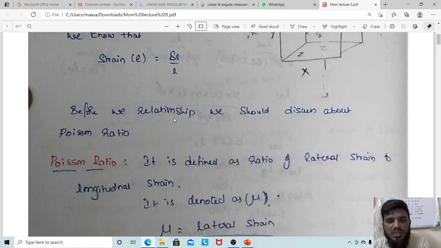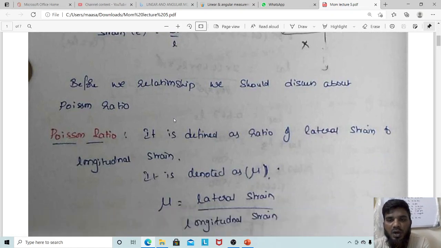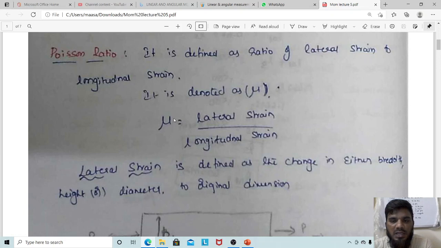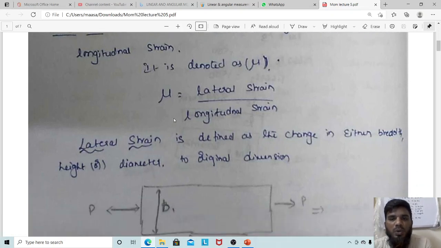Generally Poisson's ratio is defined as the ratio of lateral strain to longitudinal strain. It is denoted as mu, or even as 1 by m. I have not written it here, so please note it is denoted by mu or 1 by m, where mu is equal to lateral strain by longitudinal strain. First, you have to understand what lateral strain is. I have drawn an example here. Lateral strain is the change in the dimension, either in breadth, height or diameter, with respect to the original dimensions.